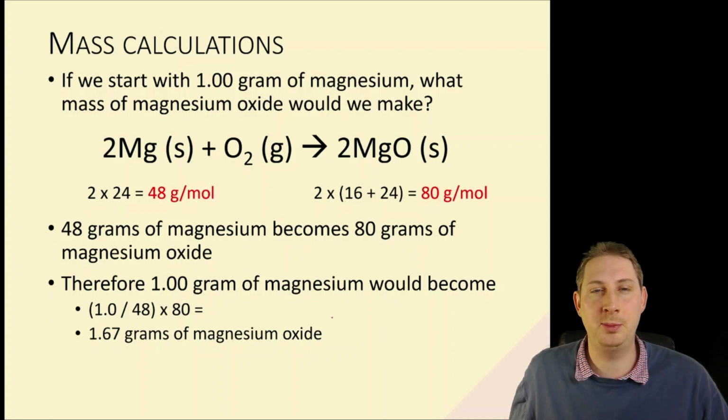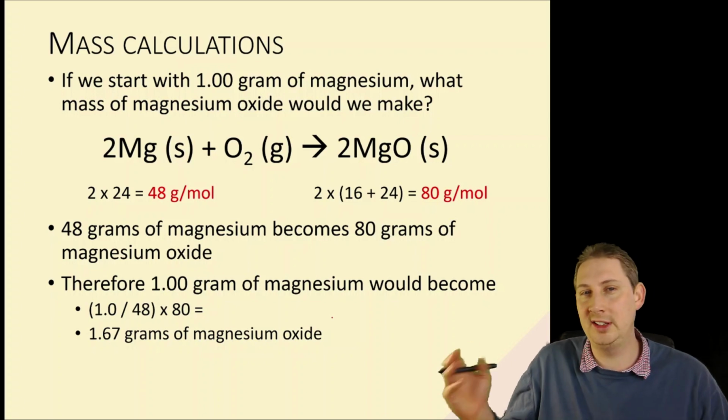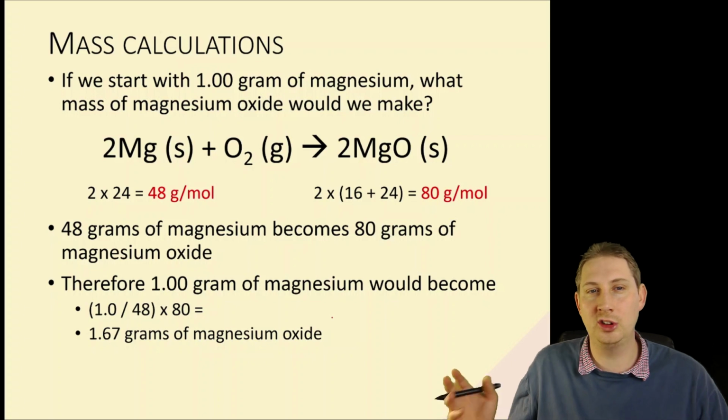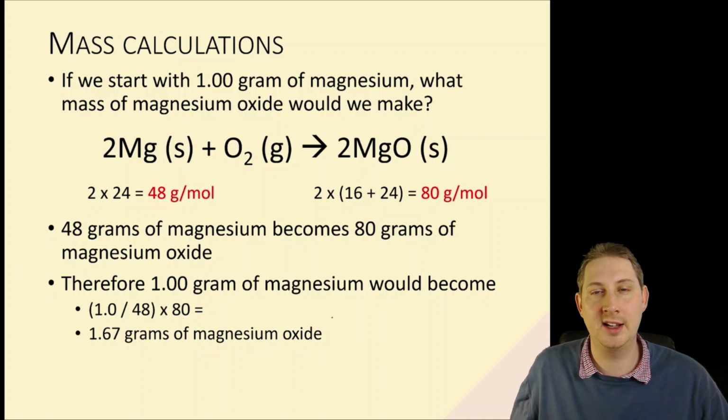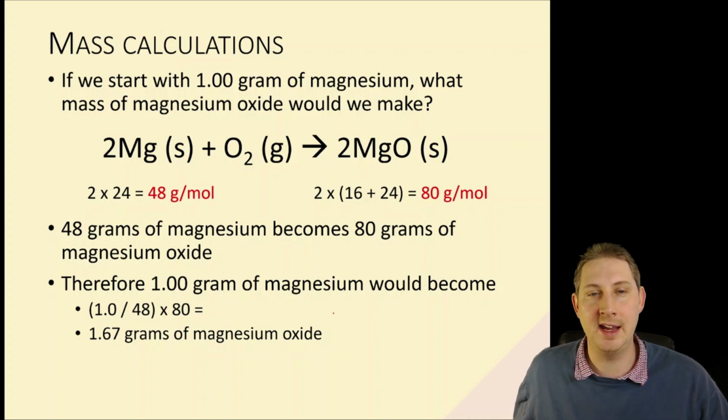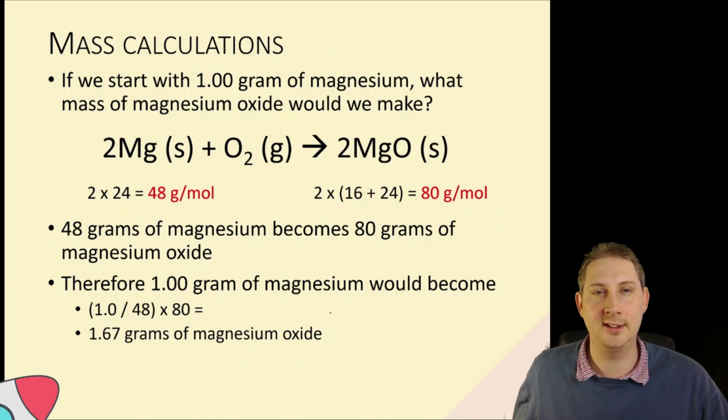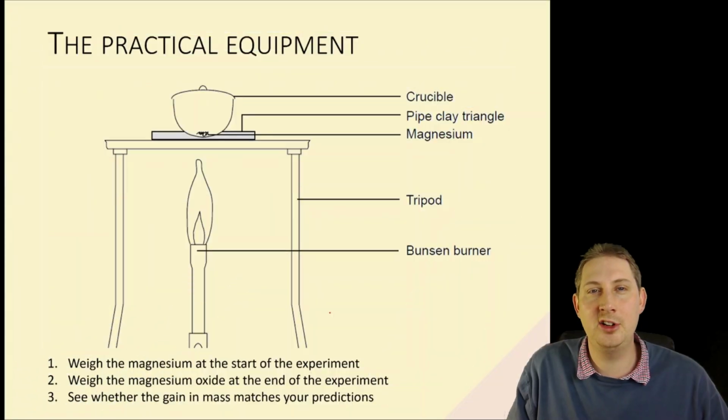You've done it in maths before. 2 to 10 is the same as 4 to 20, which is the same as 1 to 5. It's just using ratios to work out the amount of product that you would make. Do make sure you understand this and how you do these calculations, because you're going to need them for the next couple of lessons. Now let's have a look at the practical equipment that you're going to see in the video.